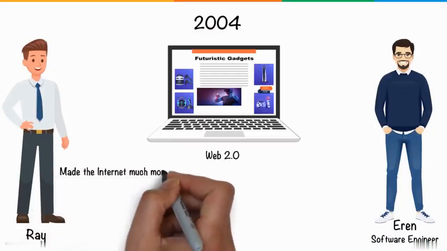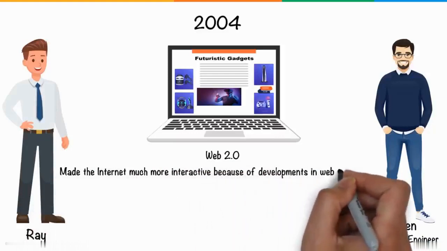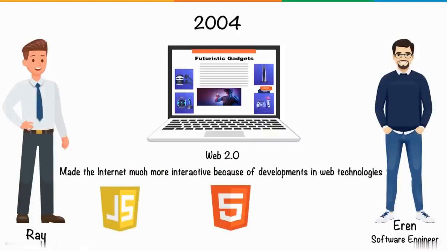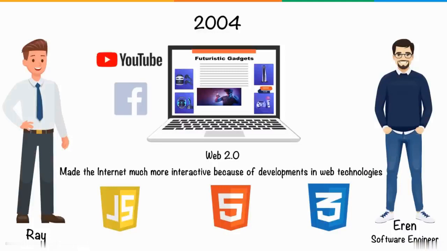Web 2.0 made the internet much more interactive because of developments in web technologies such as JavaScript, HTML5, CSS3, and others, which allowed companies to create interactive web platforms like YouTube, Facebook, Wikipedia, and many more.